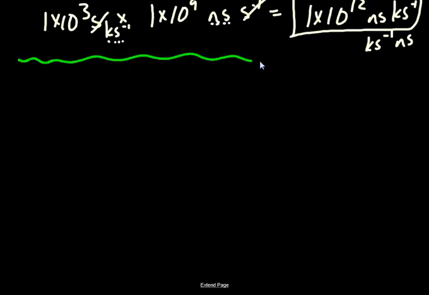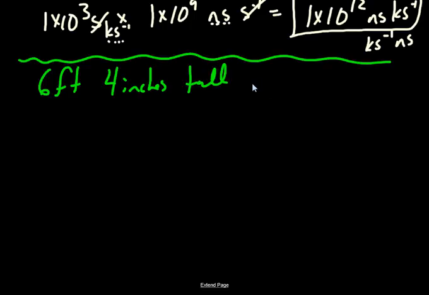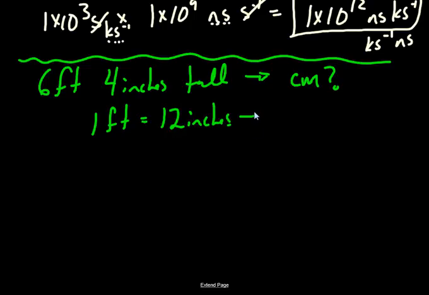Let's see if we can convert between 2 different units of measurement. All right? Let's say that I am 6 feet and 4 inches tall. I want to know what that is in terms of centimeters. Okay? Now here's some stuff that I know. I know that 1 foot is the same thing as 12 inches. So I'm going to make a conversion factor out of that. I'm going to say there's 12 inches per foot.